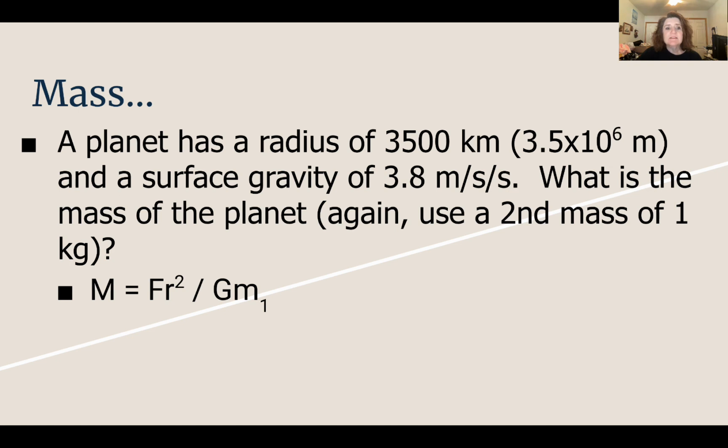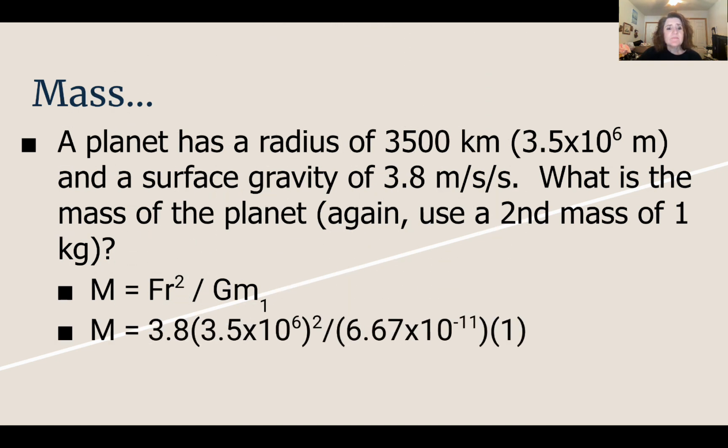So mass is equal to F r squared divided by G m1. The force is 3.8, radius is 3.5 times 10 to the 6th, which would be squared. Be careful with parentheses there. Divided by gravity, 6.67 times 10 to the negative 11th times 1. Doing those calculations, we would get 6.98 times 10 to the 23rd kilograms.